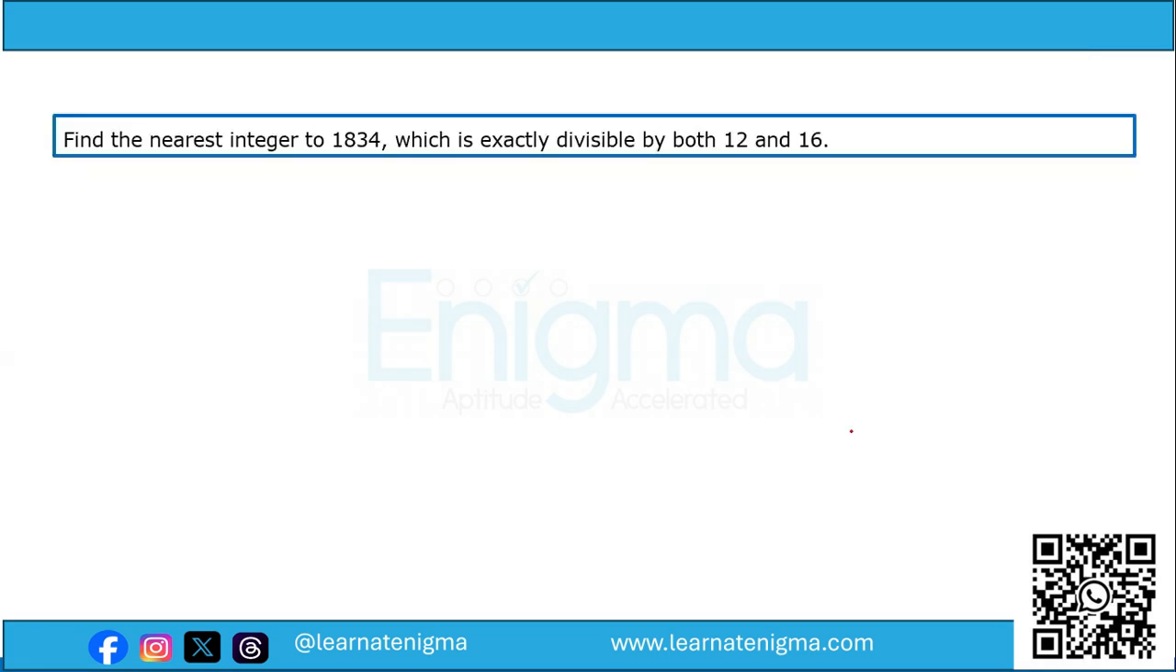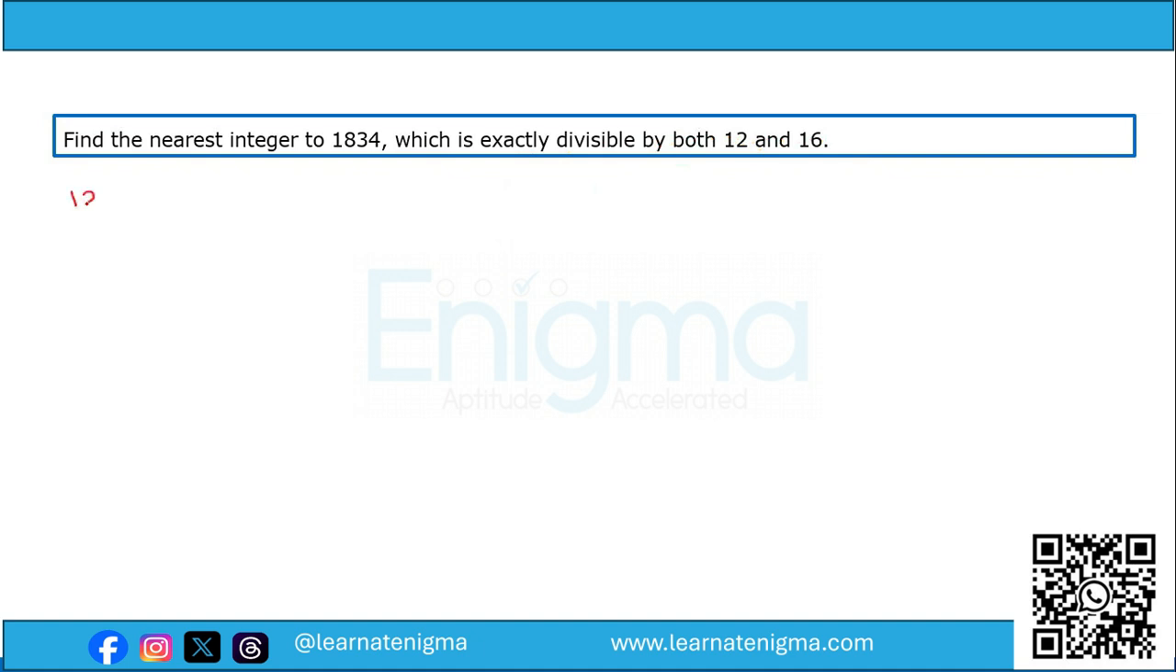Find the nearest integer to 1834, which is exactly divisible by both 12 and 16. Now, first of all, we'll find out the smallest number which is exactly divisible by both 12 and 16. That is basically the LCM of 12 and 16.